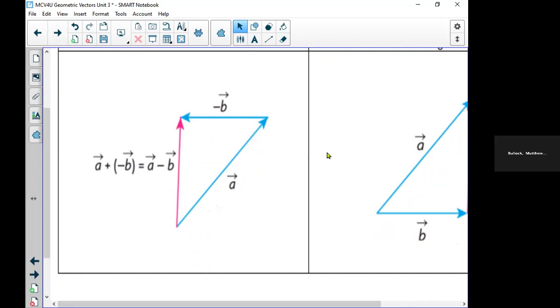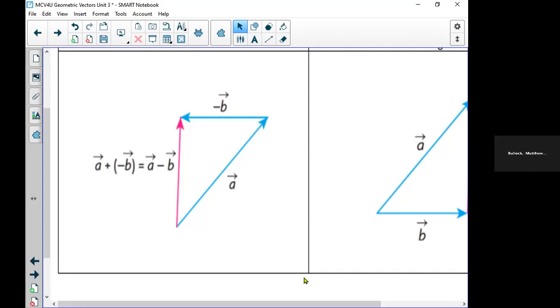So what you can do is construct them again. See how we put them from tip to tail, okay? And then construct your vector in a triangle, connecting the tip of the original to the tail of the one that you're subtracting. And we can write that simply as vector A minus vector B.